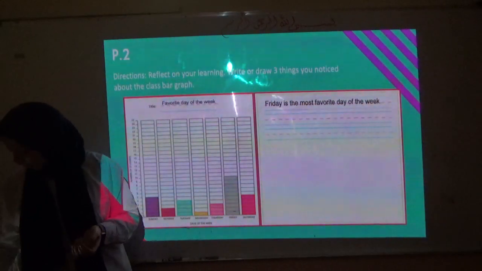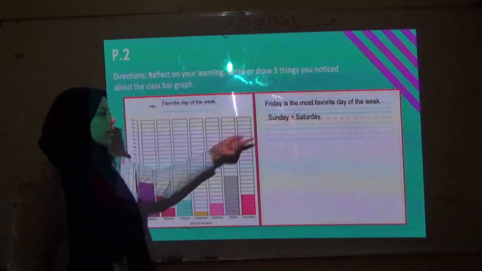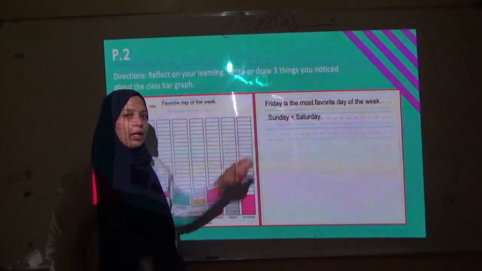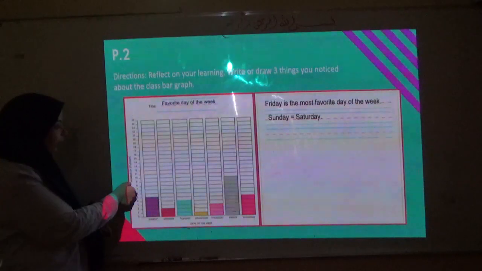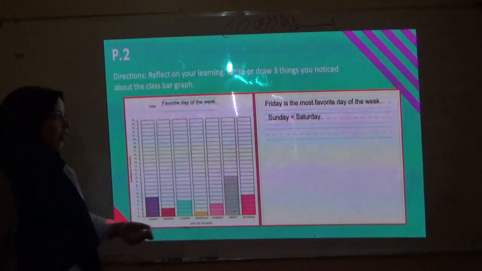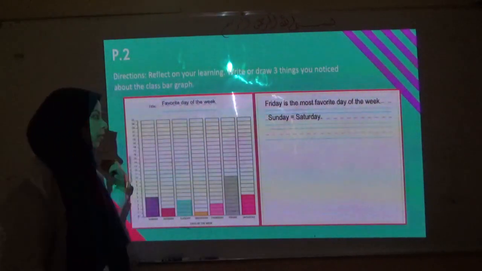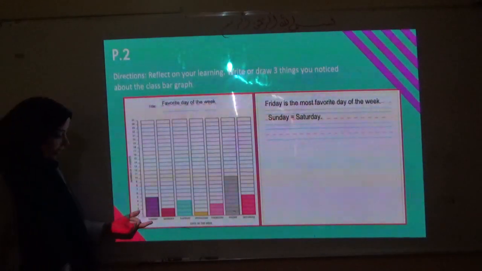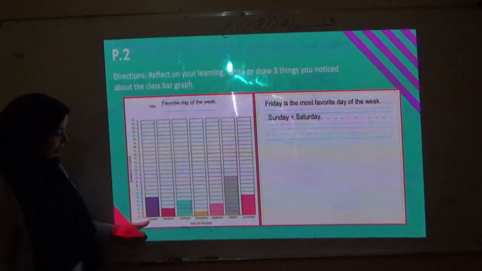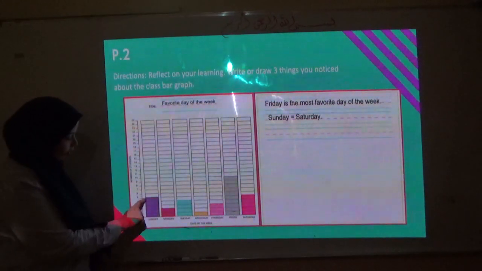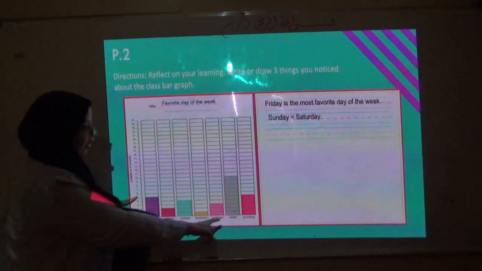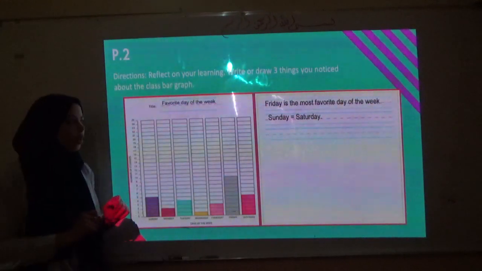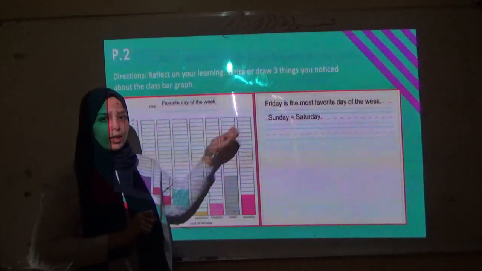Okay. The next one: Sunday equals Saturday. We mean equal by the number of the students. So we refer to the number of students by the equal sign. Here, as you can see, the bar that represents Sunday is equal to 5 students. The same on Saturday, I have 5 students. So the relation is equal.